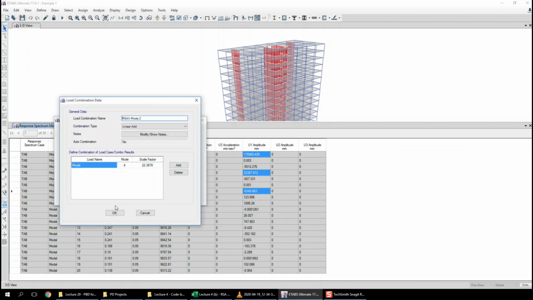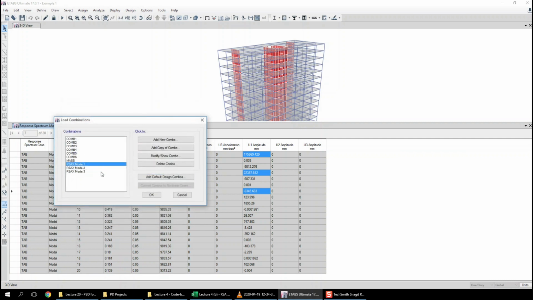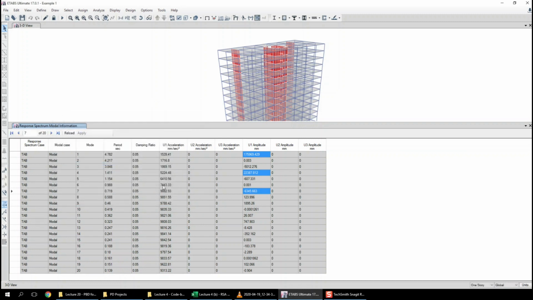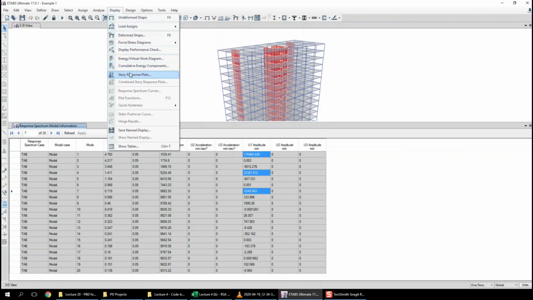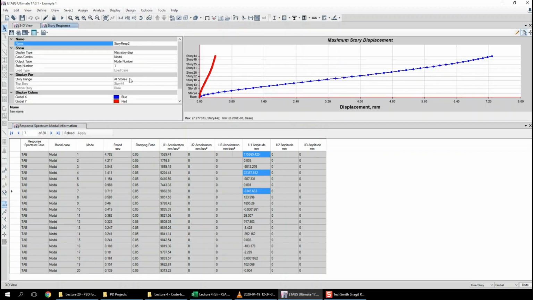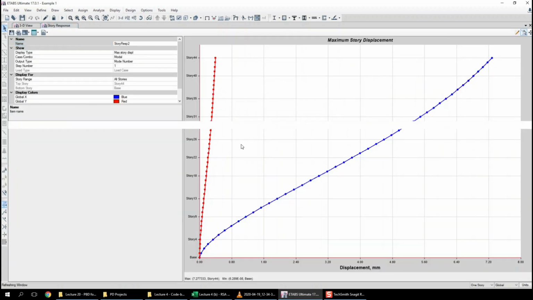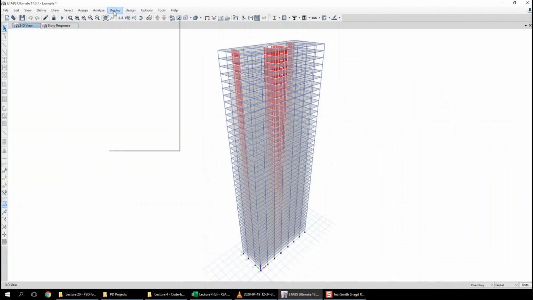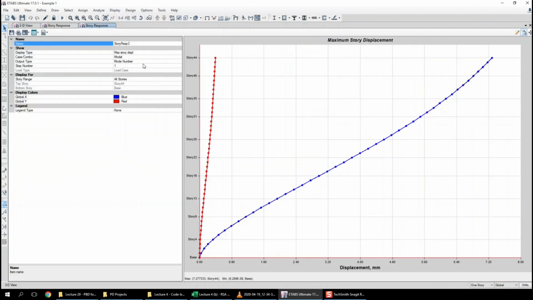So with these three new load combinations, now we can go back again to the story response plots and check the responses for these new combinations, and they now should match with our modal responses which we are getting in this Excel sheet, these values. So let me go back and go to display story response plots, and this time I select the maximum story displacement, but I select a load combination named RSA-X mode 1.